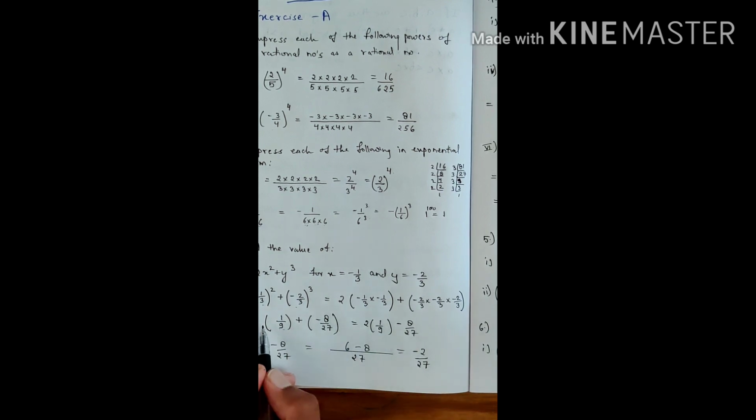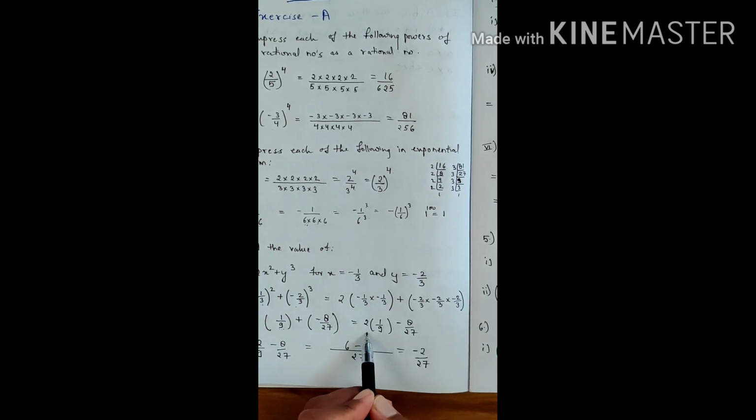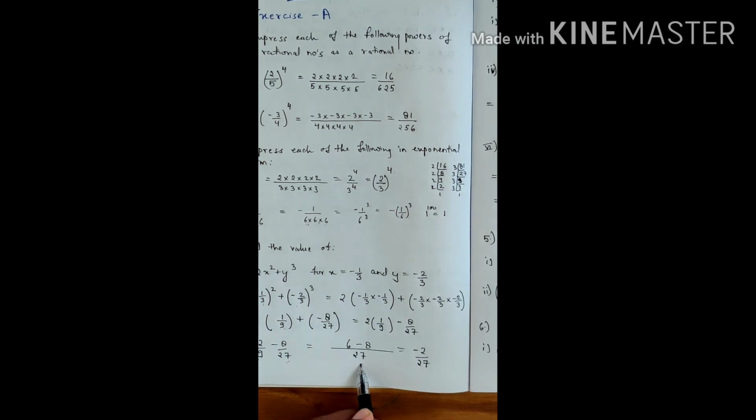You can write it 2 by 9 also, but I have written it like this. And minus plus minus will become minus 8 by 27. Moving ahead, this will become 2 by 9 minus 8 by 27. Once you take the LCM of 9 and 27, it will be 27.